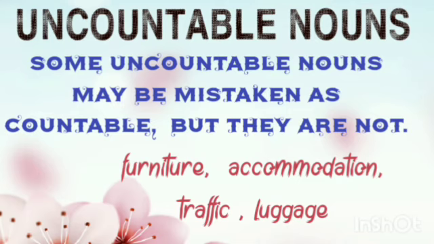Then one more important point, listen. Some uncountable nouns may be mistaken as countable, but they are not. Some uncountable nouns may be mistaken as countable nouns, but they are actually uncountable nouns. For example, furniture, accommodation, traffic, luggage, all these things are uncountable nouns. Remember carefully: furniture, accommodation, traffic, luggage, such things. You can't say luggages. It's totally wrong. You have to use uncountable nouns only in singular form. So all these things come under uncountable nouns.